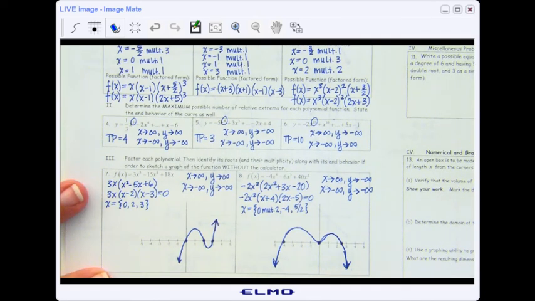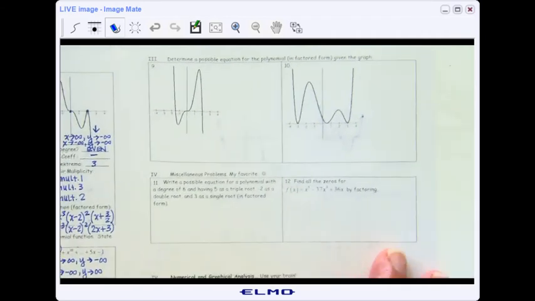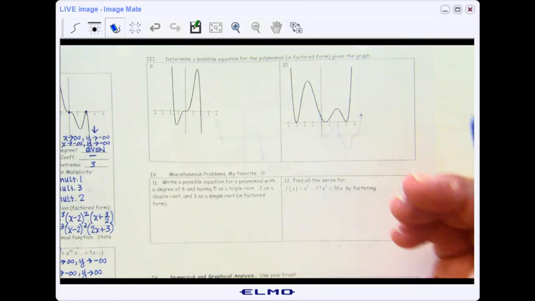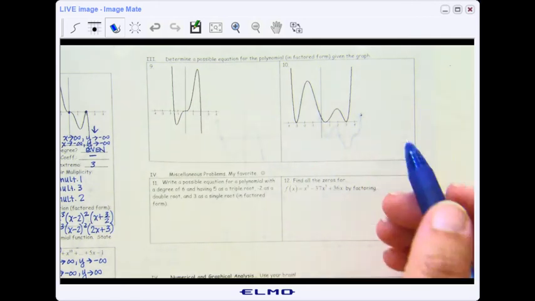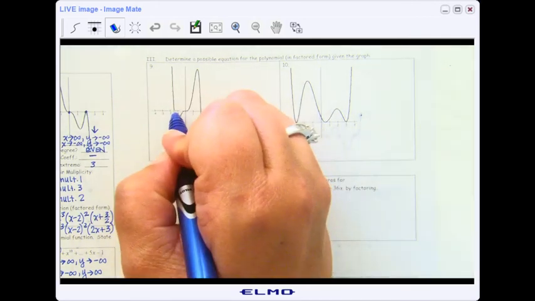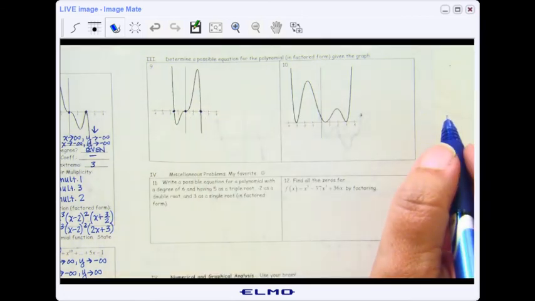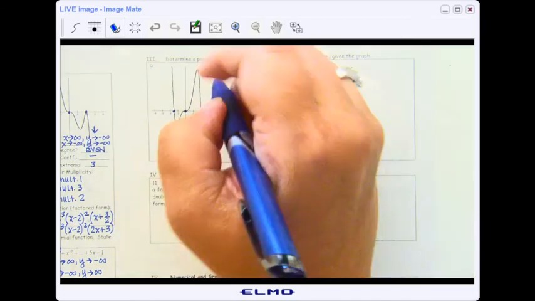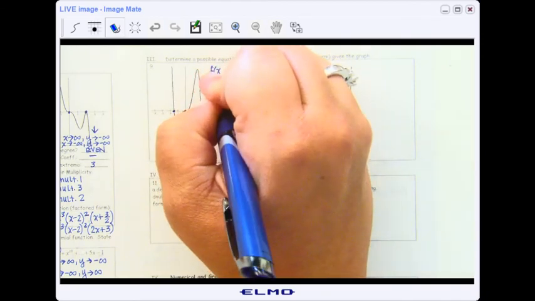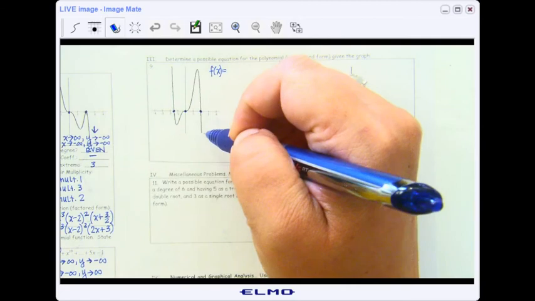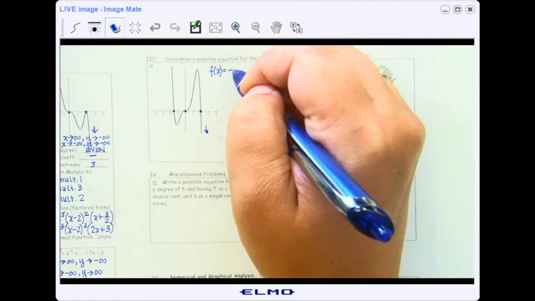On the right-hand side, you're determining a possible equation again in factored form given the graph. So identify your zeros and write your equation in factored form. So this is f of x is equal to, my right-hand side is going down. So that means I have to be negative.